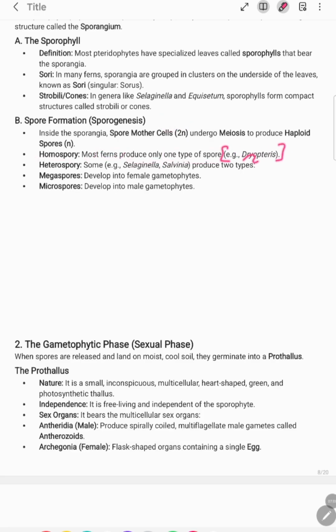Example of homospory is Dipteris. And there are ferns that are heterosporous in nature, meaning they produce two types of spores in their sporangia.